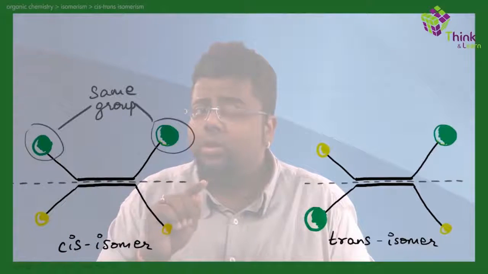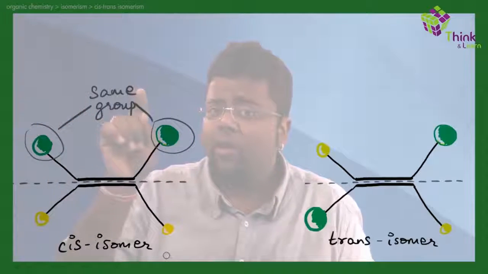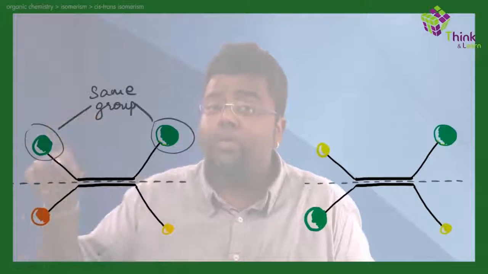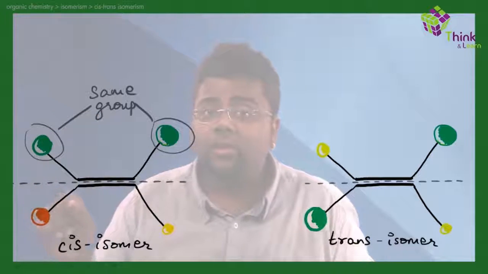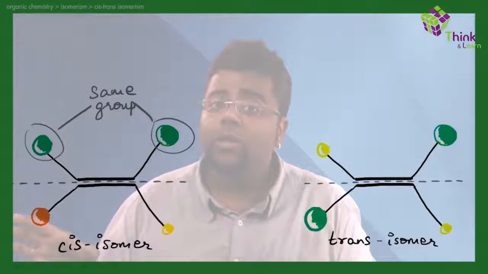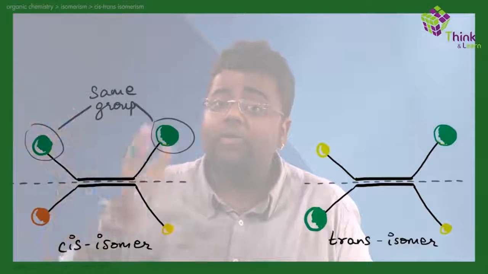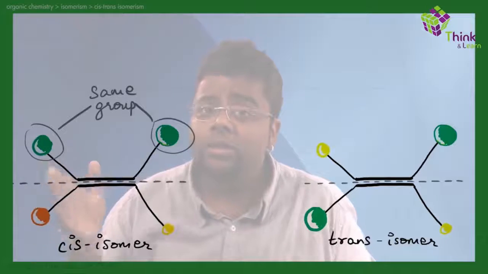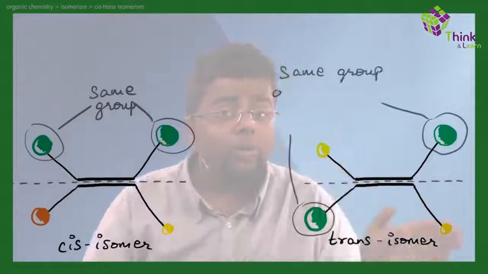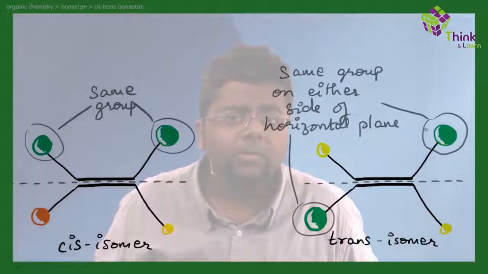Now for this, do you actually need two pairs of groups? If I have AA over here and BB over here, and I replace this B and put another one, will it be cis? Yes, it will still be cis. So for a cis isomer, it's not necessary that on both sides the groups have to be the same. On either side, if a pair of atoms or group of atoms is the same, then also this would be called cis. And similarly, if the two groups are on the opposite side of the horizontal plane, then this would be called trans.